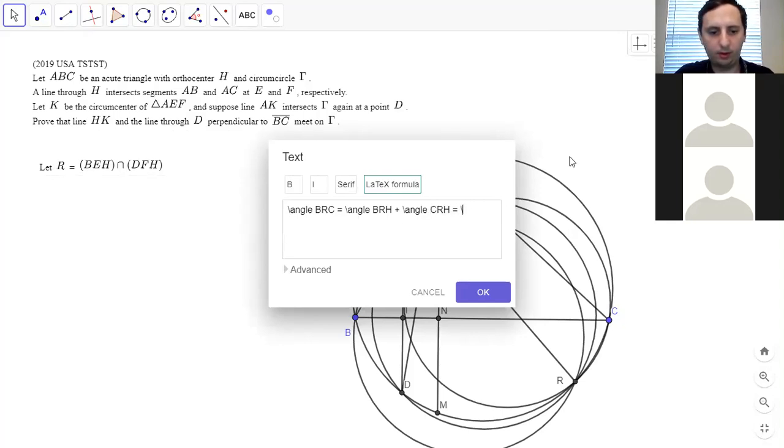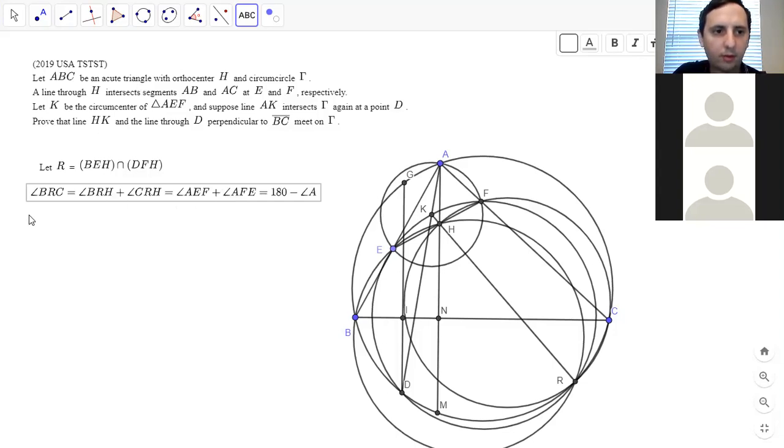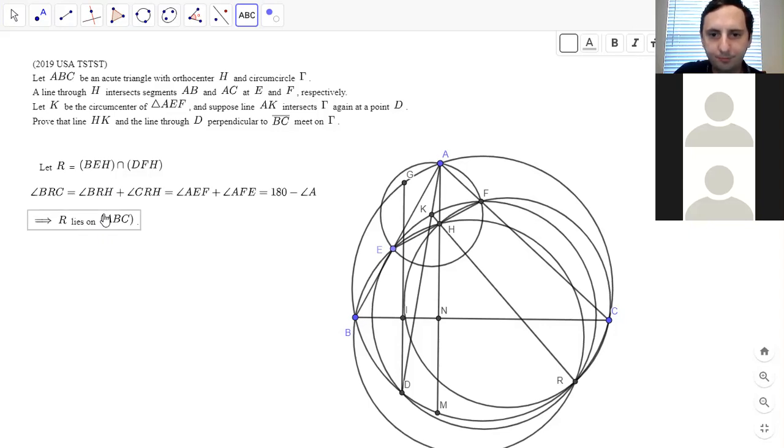which is equal to angle AEF plus angle AFE, which is 180 minus angle A. And so that means that R lies on the circle ABC. And then once we have that, then we try to show KERF is cyclic.